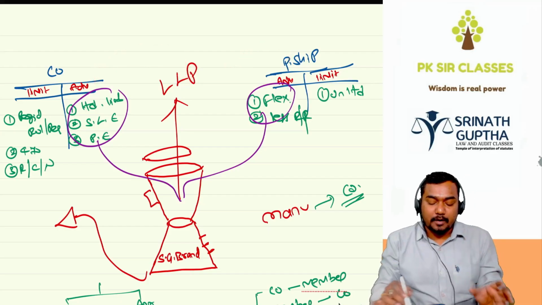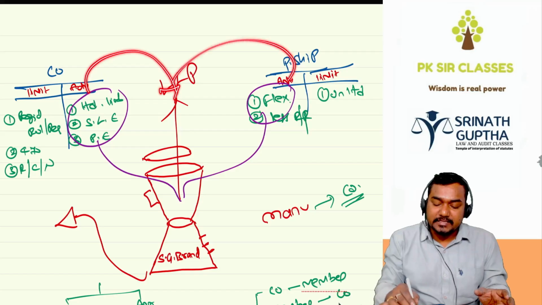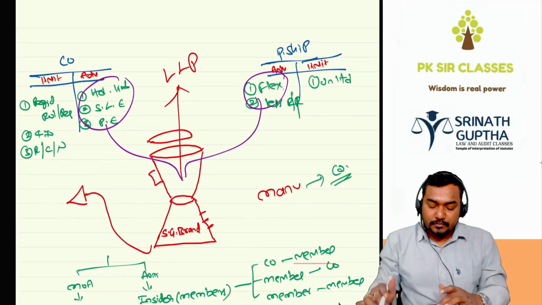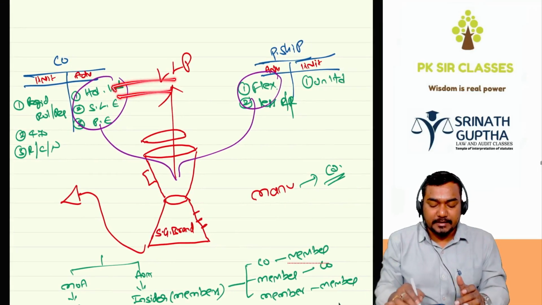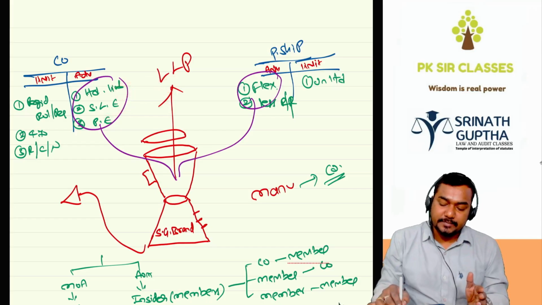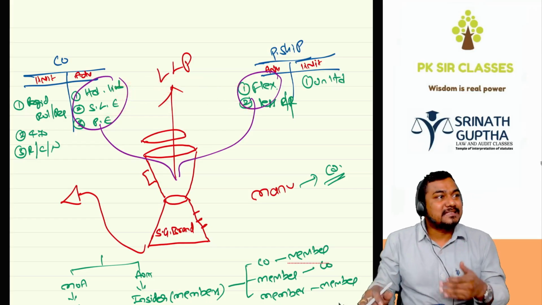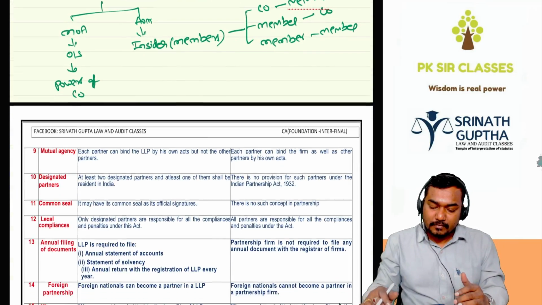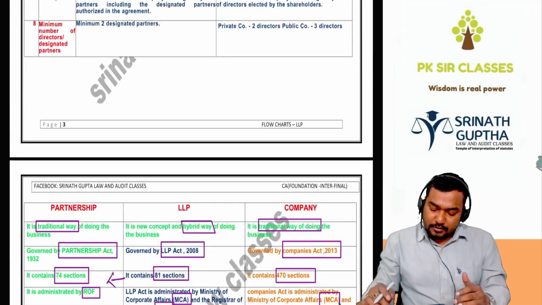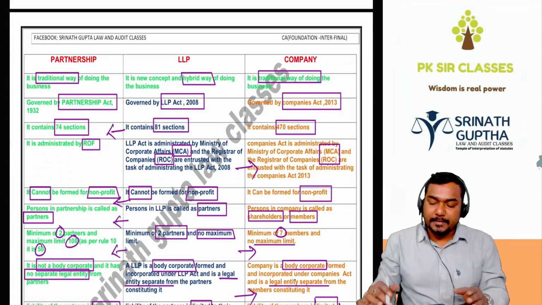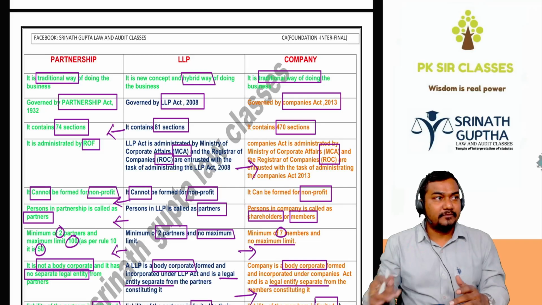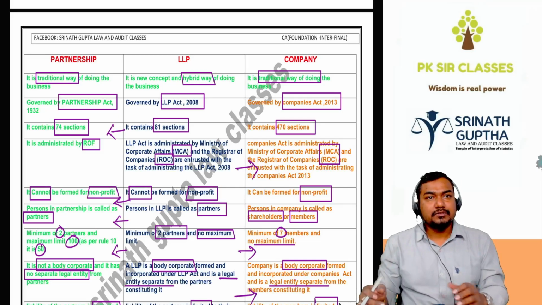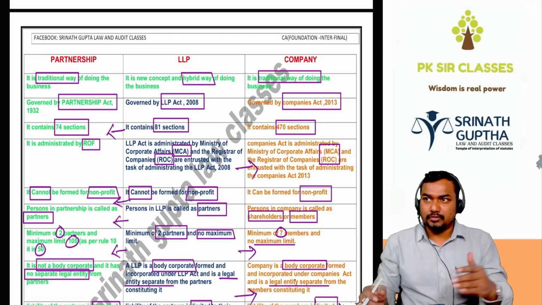So LLP is a combination of the advantages of the company and the advantages of the partnership. From company we are taking the limited liability, separate legal entity, perpetual existence, and from the partnership act we are taking the flexibility and lesser rules, regulations and compliances. Yes sir, no sir. So let us try to understand the difference between the partnership, LLP, and company. We have made nearly 25 differences, beta. So you will be able to understand half of the LLP through these differences.